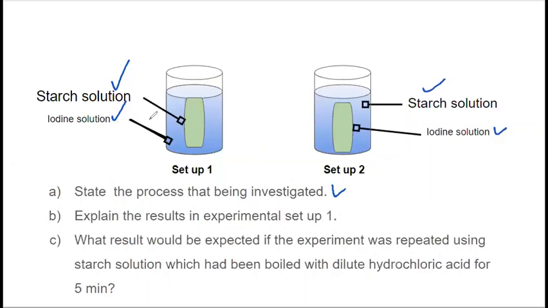Like iodine solution is going to spread wider through the starch solution. And remember, we are observing iodine solution instead of water as a solvent. That's why we call it diffusion. The second question is, explain the results in experimental setup 1.